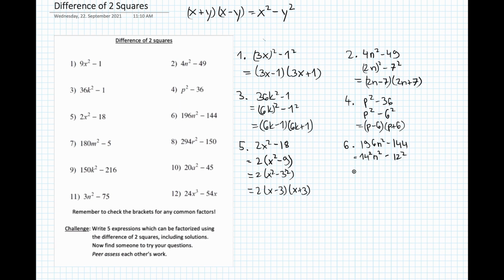Squared. So we can rewrite it as 14n minus 12 times 14n plus 12. Alright.